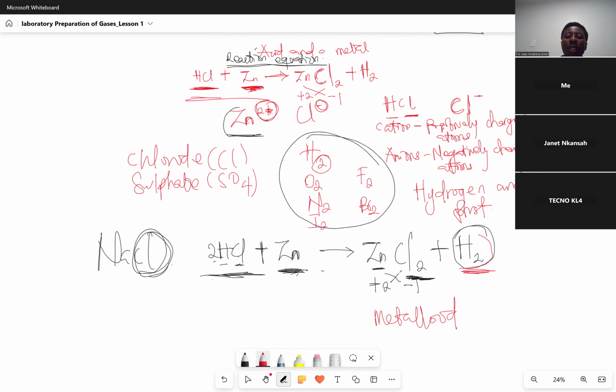Metalloids are elements whose properties lie between a metal and a non-metal. And I even give you examples. So the popular ones, we have silicon. Then we have germanium. I don't know if Constantine is a semi-metal.